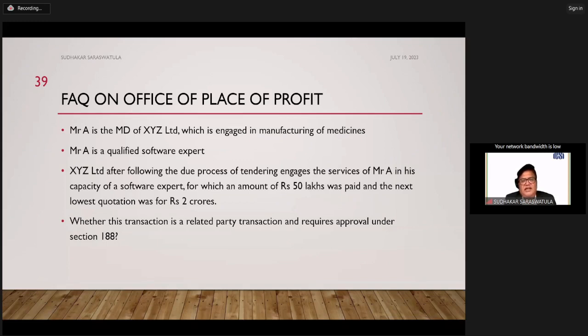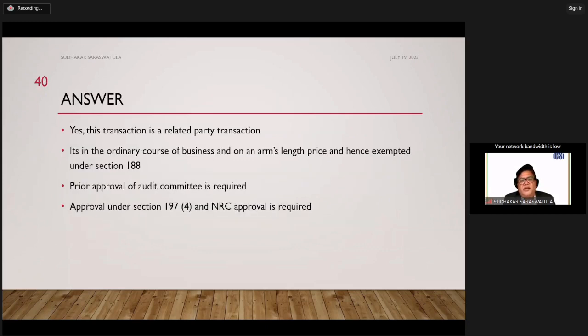Answer is again yes, because the lowest quote, next to Mr. A's quote, is 2 crore rupees, and he has quoted 50 lakh rupees. So obviously we can determine that it is an arm's length basis. So because of all these things, despite the fact it triggers 188, because it is a holding of office or place of profit, this is an exempted transaction under the ordinary course of business and at arm's length.